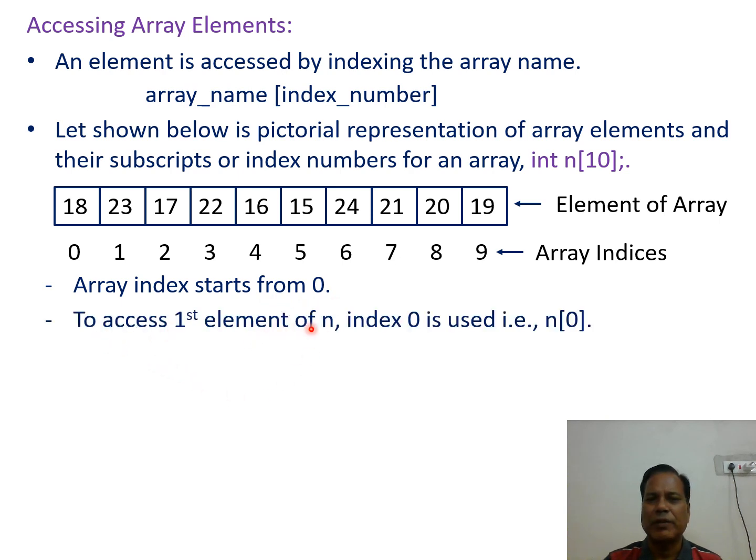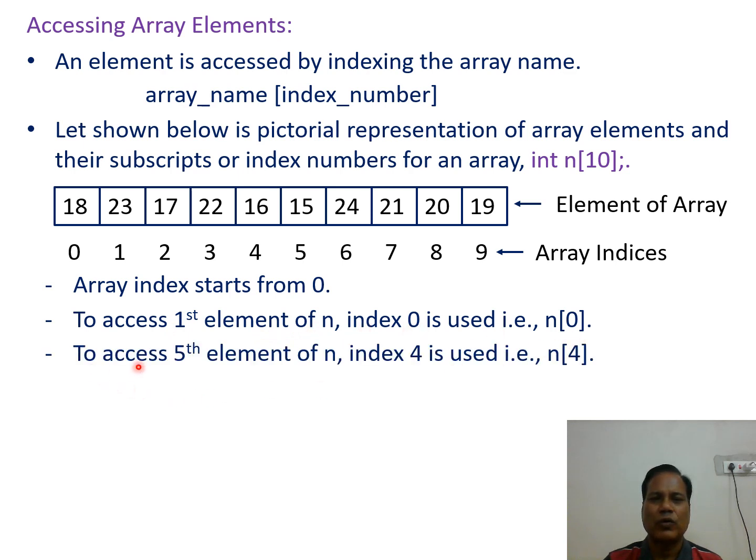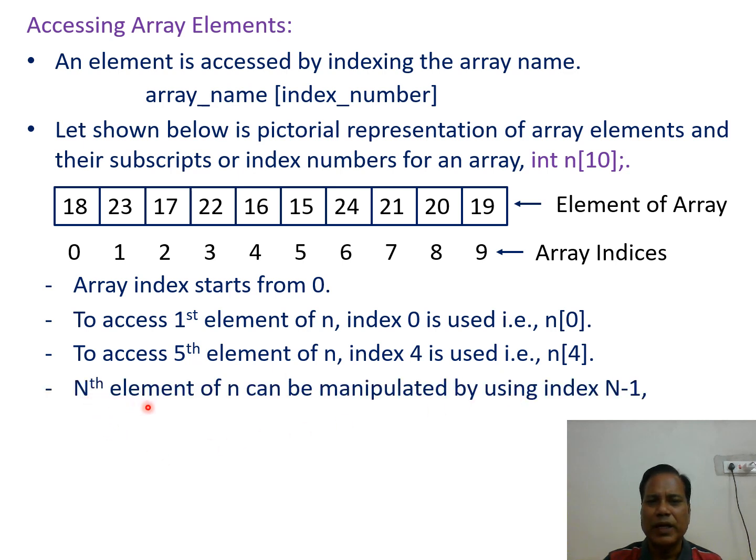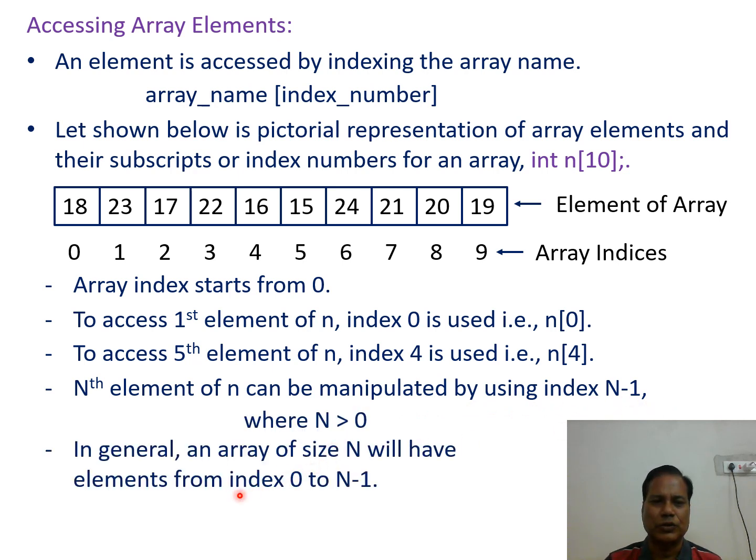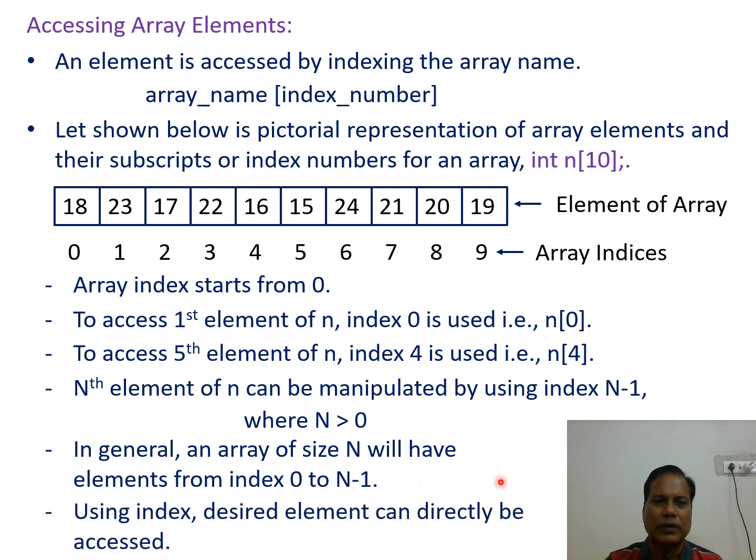To access the first element of n, n[0] is used. To access the fifth element of n, index 4 is used, that is n[4]. The nth element of n can be manipulated by using n[n-1], where n is greater than 0. In general, an array of size n will have elements from index 0 to n-1. Using index, the desired element can directly be accessed.